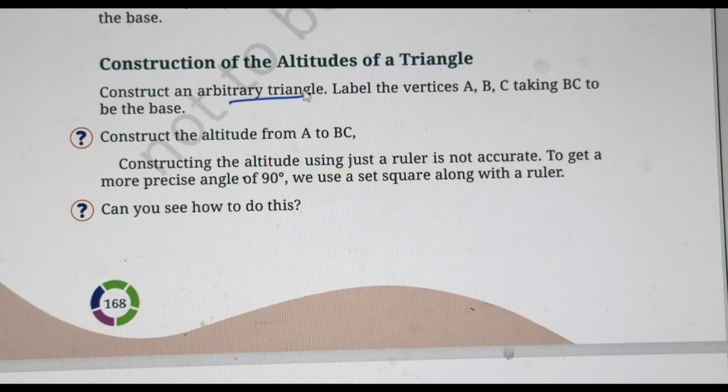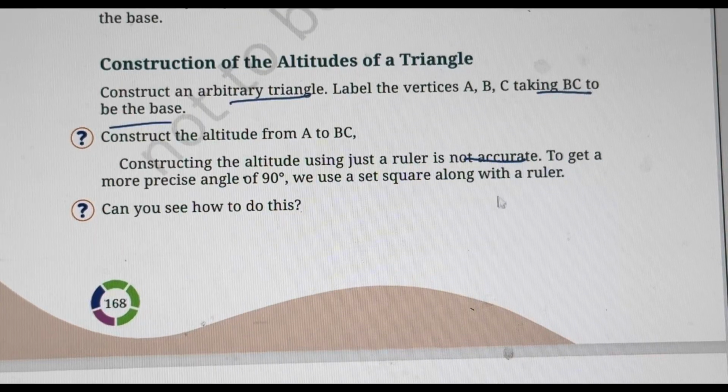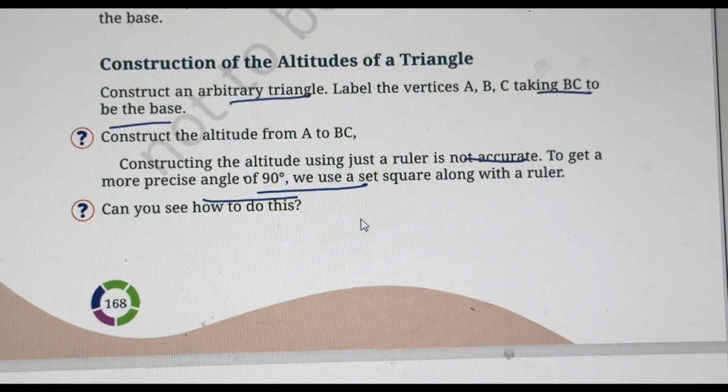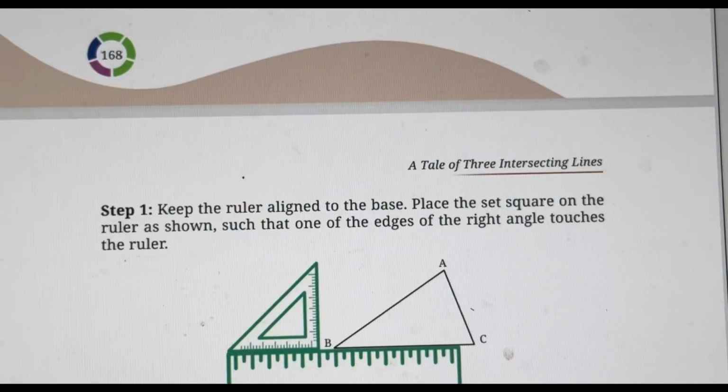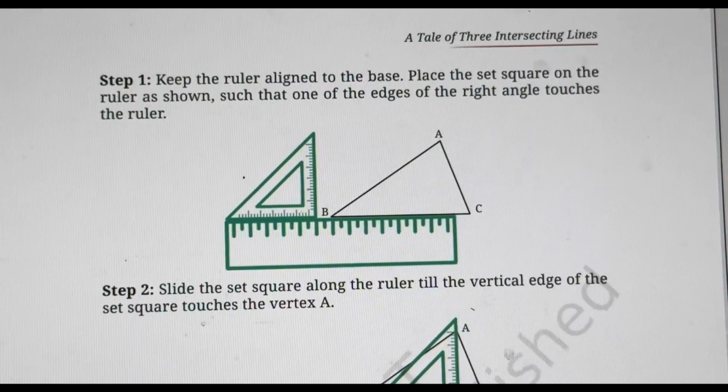Now, construction of the altitudes of a triangle. Construct an arbitrary triangle. You can make any triangle. Label the vertices as ABC. So triangle ABC we have made, and we consider BC as the base. Construct the altitude from A to BC. Constructing the altitude using just a ruler will not be accurate. You may feel that it is a straight line, it is 90 degrees, but we need a more precise way. We can use the set square, which is there in your geometry box, which we rarely use. It is used to make a right angle. Just see here the procedure, I'll explain, and then I'll also show you by doing it.